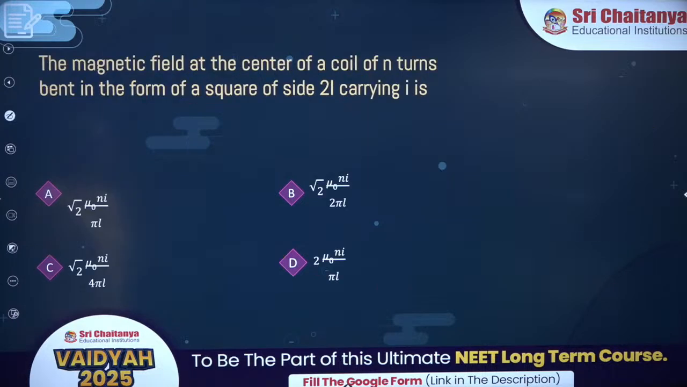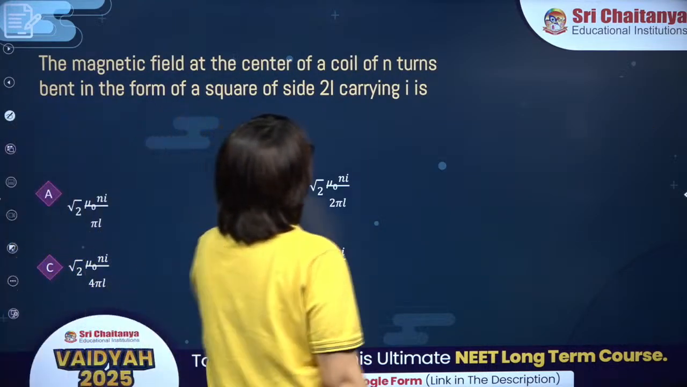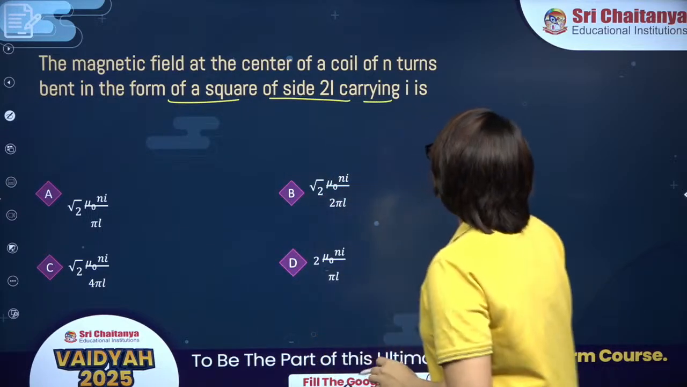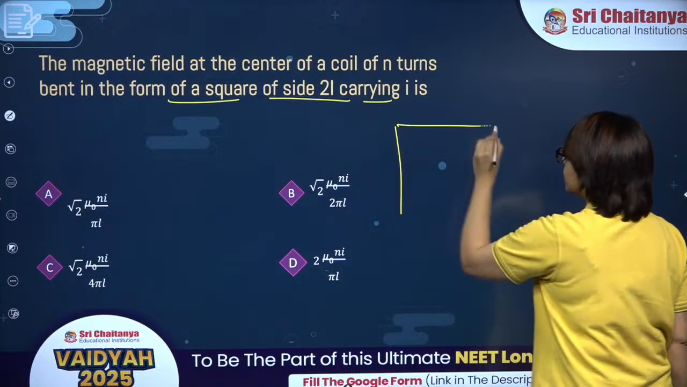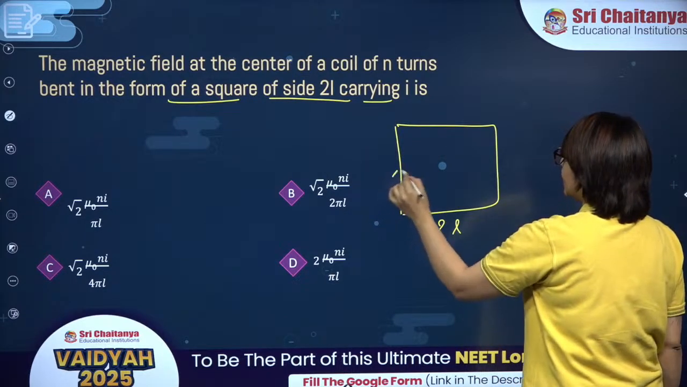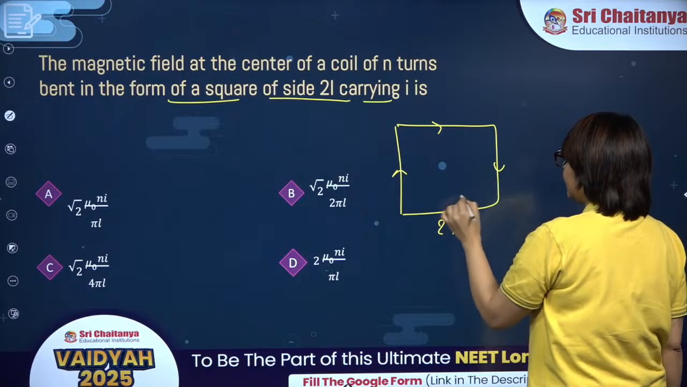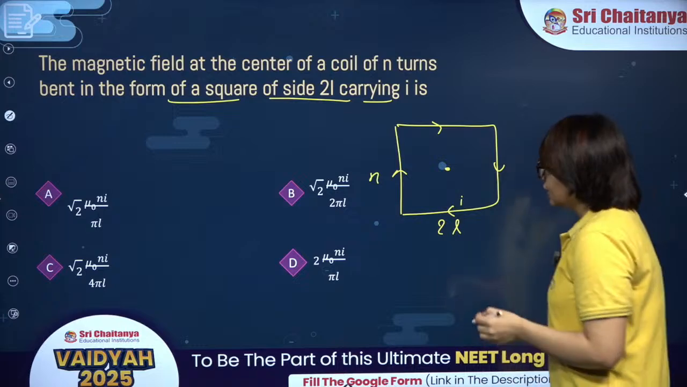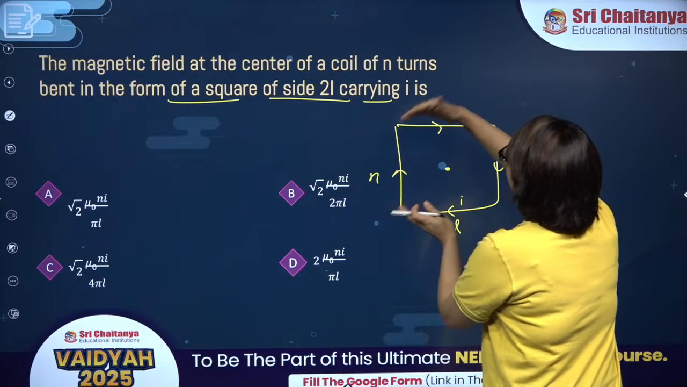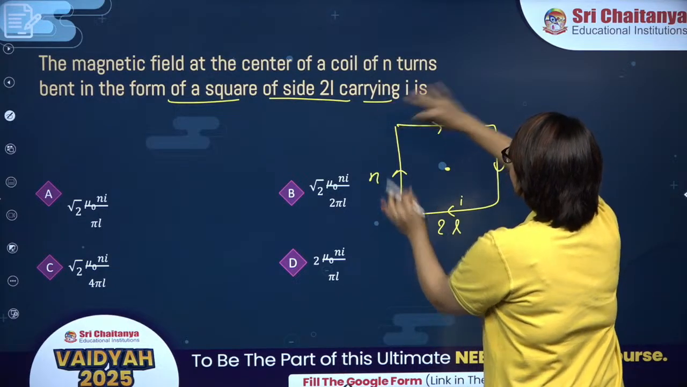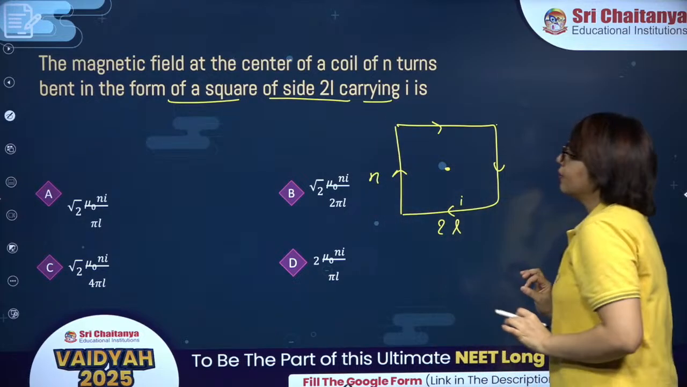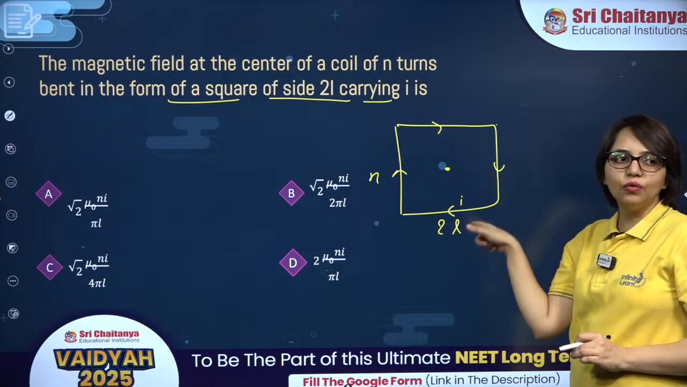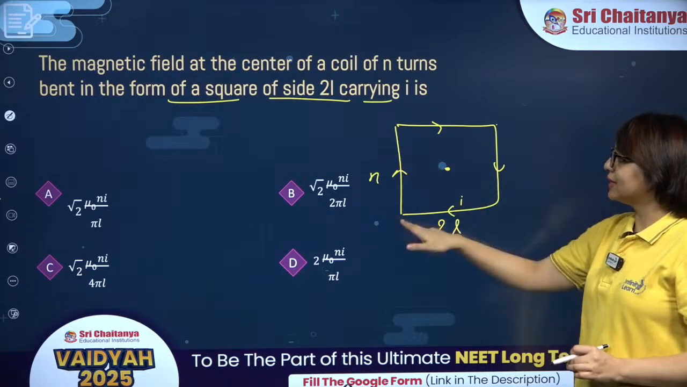Next is this one. The magnetic field at the center of a coil of n turns bent in the form of a square of side 2L carrying current I is? So we have a square of side 2L carrying I current and it has n turns. We have to find the magnetic field at the center of this square. Fine. So over here, you can divide this into 4 parts. These are 4 sides: one side, second side, third side and fourth side. Whatever magnetic field is generated by one side, the total magnetic field of this loop will be 4 times that of one side.